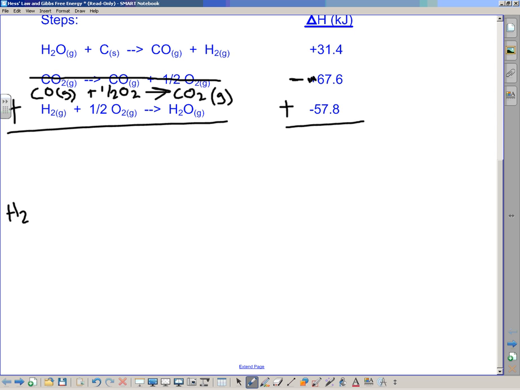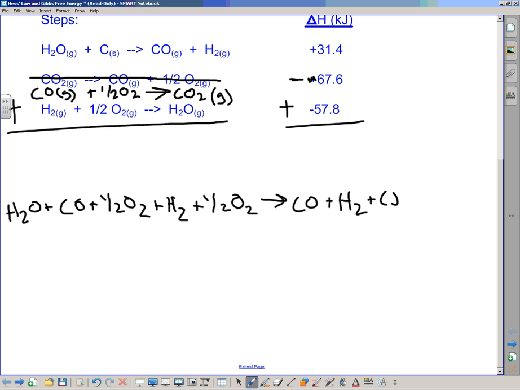We'll have H2O plus CO plus a half O2 plus H2 plus a half O2 is going to yield carbon monoxide plus hydrogen plus carbon dioxide plus water. Okay? Again, all I did was take these 3 half reactions and add them together.